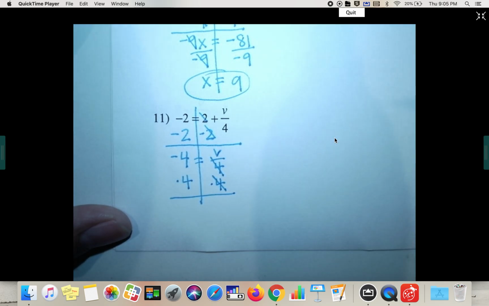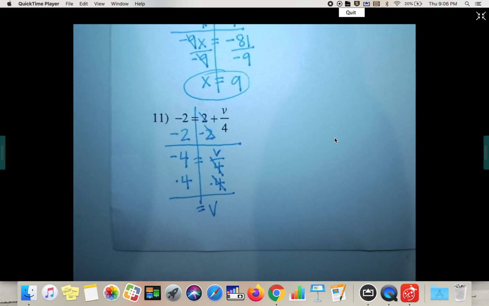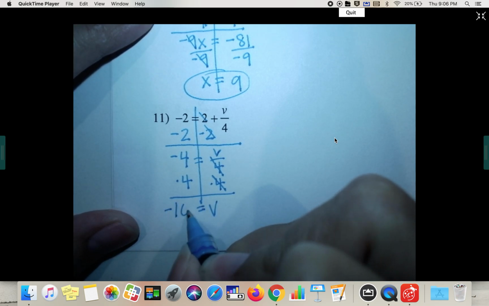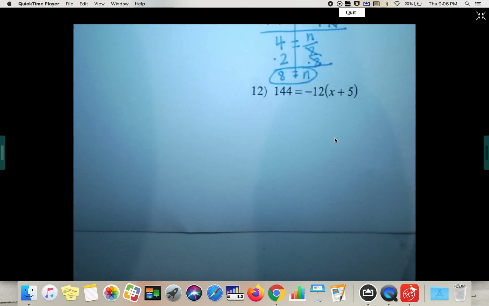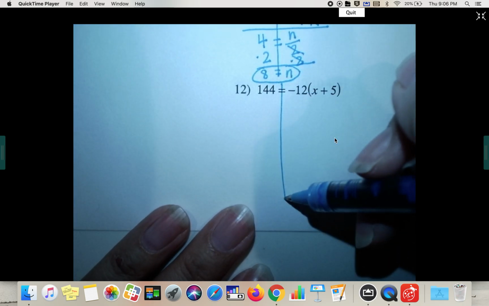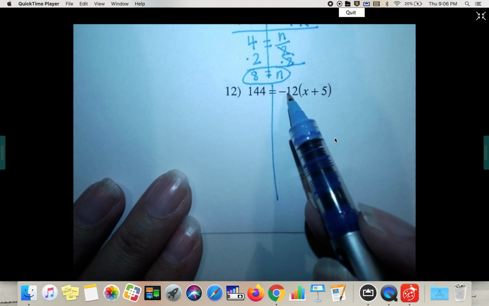They cancel over here. And on the left, you do the math. Negative 4 times positive 4 is negative 16. Number 12. Again, the parentheses mean it's a group. It's being multiplied by negative 12.